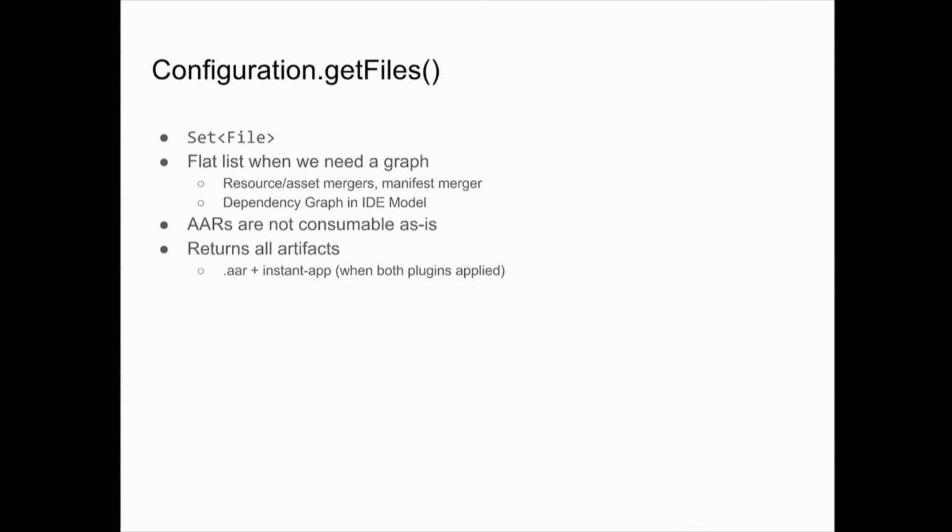So the first problem is, getFiles returns a set of files, right? It's a flat list, but in our case in Android, we have a lot of tasks that require the full graph. In particular, our resource merger wants to see, for example, if you're depending on library A, which depends on library B, technically we have an override mechanism that means that A could override some resources from B, and you, as the consumer of them, can override some of those resources. So if you just have A and B in a flat list and you don't know which one actually depends on which one, if one is meant to override the other one, then you lose that transitive information.